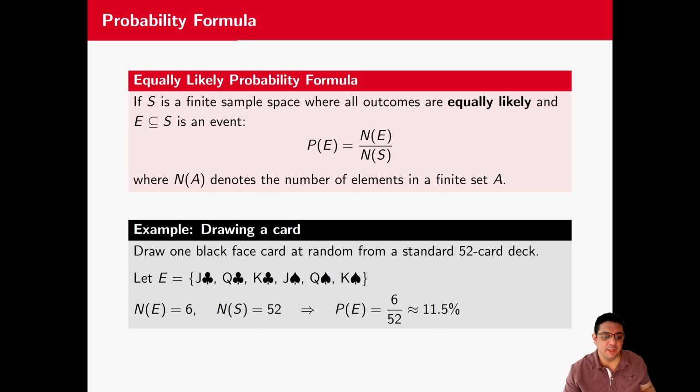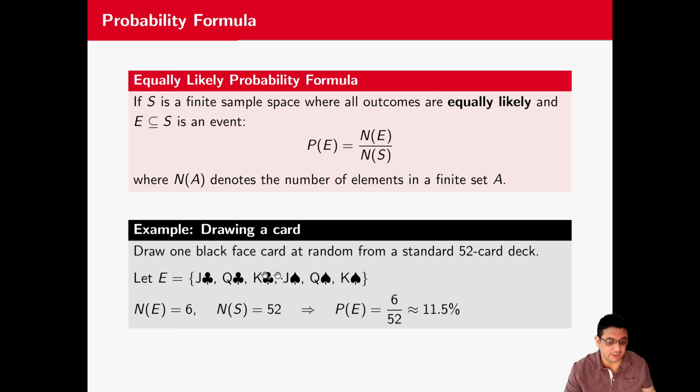For example, if we're going to draw one black face card at random from a deck of 52 cards, then my event is just going to be all the possible black face cards. So the J, the Q, the K for these two different suits. Now in total we have 6 possibilities. Notice the event consists of 6 possibilities, but the sample space is going to be 52 cards.